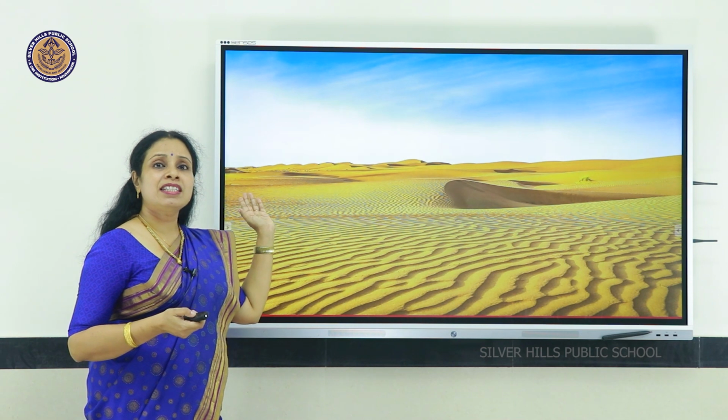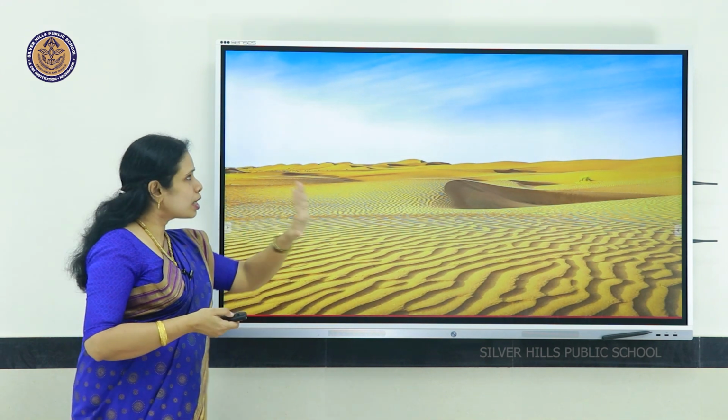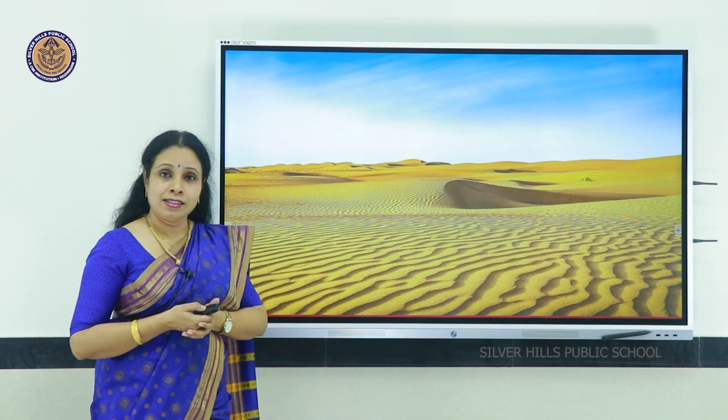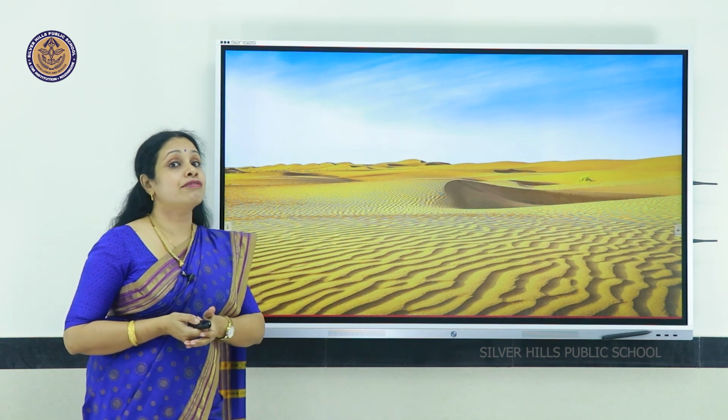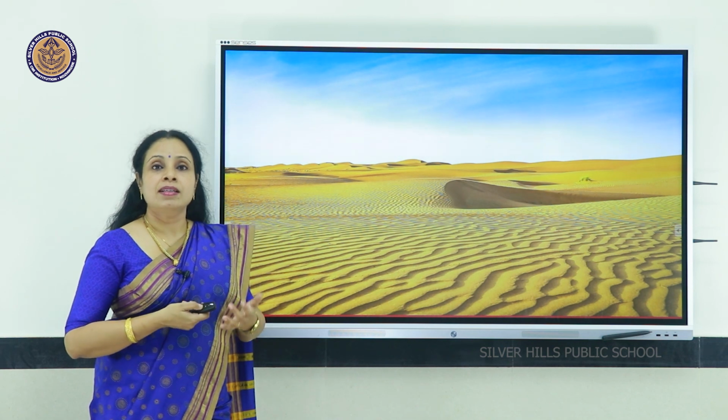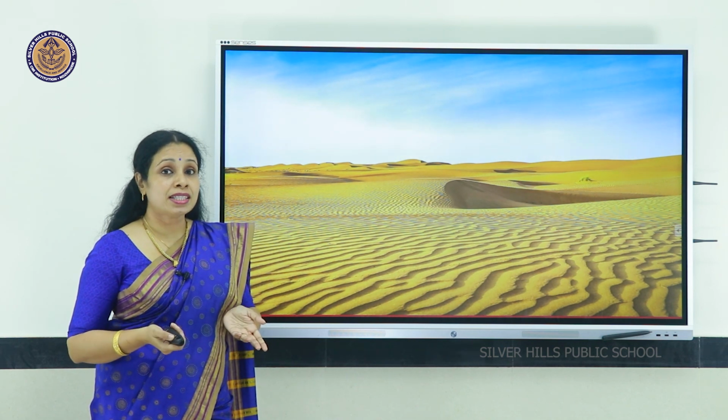Another ecosystem is the desert. Looks like a barren area full of sand and sand dunes. But even here there are different forms of life. You can see xerophytes, plants called xerophytes, and different animals like snakes, lizards, rodents, etc.